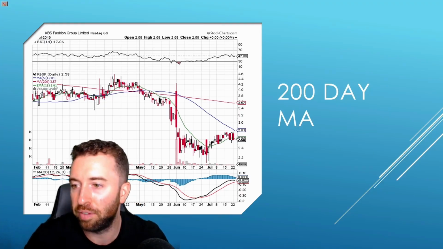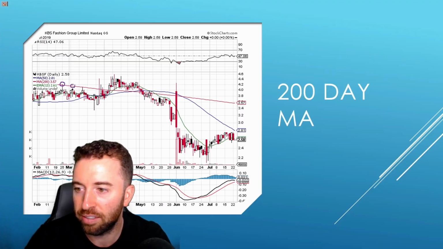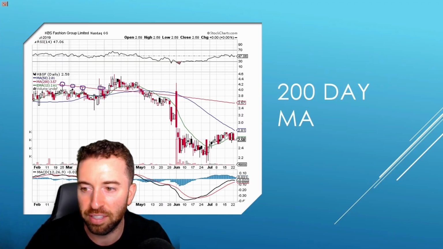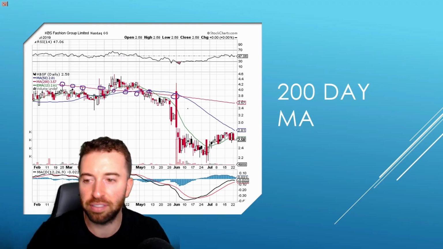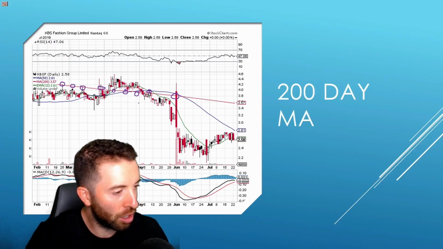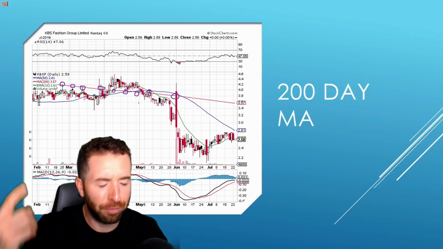So 200-day moving average, same thing. Top resistance, top resistance, top resistance, top resistance, breaks it. Now it's bottom support, bottom support, bottom support, breaks it, top resistance, 200-day moving average. So you want to be understanding this. Dek, got it. 50-day, 200-day.